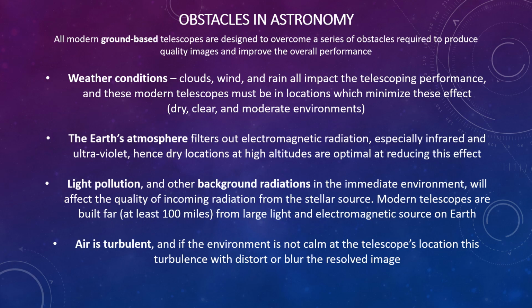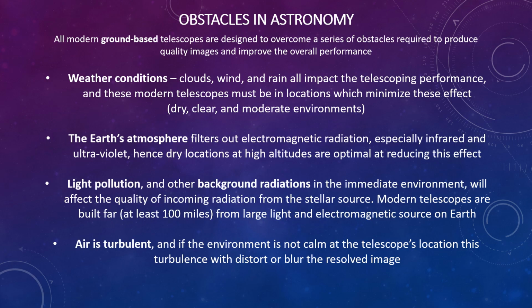There's also Earth's atmosphere to deal with. Earth's atmosphere is very good at absorbing a lot of electromagnetic waves, especially in the infrared and ultraviolet. So the liquid, the moisture in our atmosphere is very good at absorbing infrared light. So we can't see infrared light from ground-based telescopes nearly as well as we can from space-based telescopes.